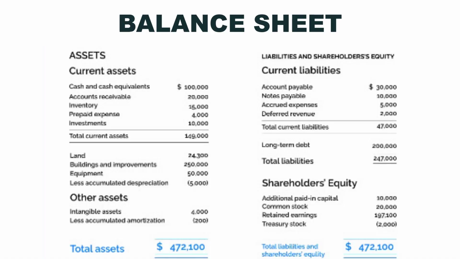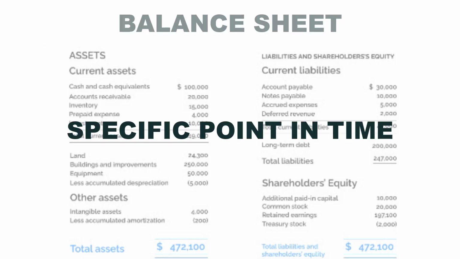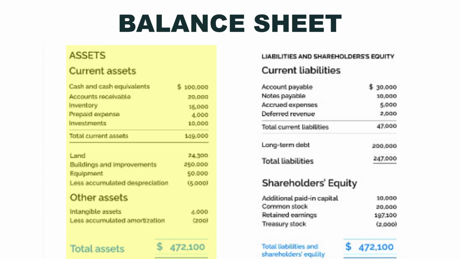The balance sheet is a snapshot of a company's financial position at a specific point in time. It shows what the company owns, what it owes, and the equity invested by shareholders. Assets are what the company owns, like cash, inventory, and property. Assets are usually listed in order of liquidity, meaning how easily they can be converted into cash.